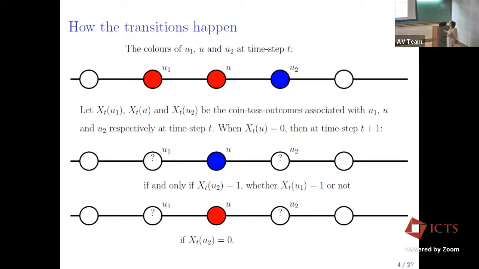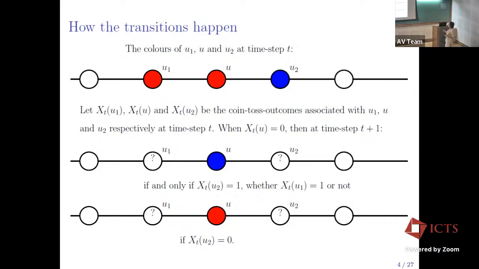Another case is when, let's say, u1 is red and u2 is blue. Again, let's focus on the case where xtu is 0, meaning the coin toss associated with u has resulted in a failure. In this case, when will the color of u change from red to blue? If and only if xtu2 is 1, so the coin toss associated with u2 is 1. Why is that? It doesn't matter what happens here.